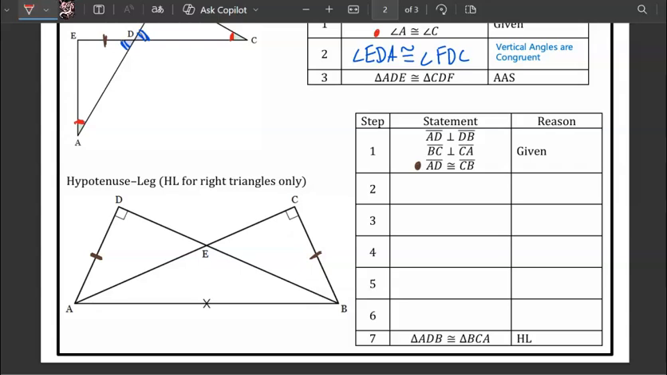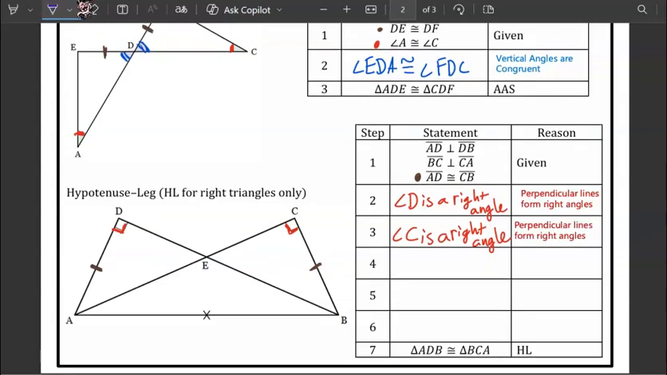Whenever we have perpendicular line segments, they form right angles. So we can say that angle D is a right angle. And the reason is because perpendicular lines form right angles. And we could do the same thing for angle C. And then we'll just write that reason twice in these boxes.